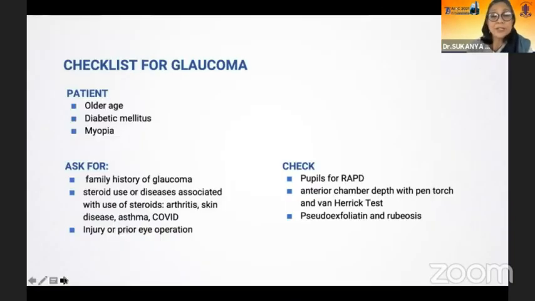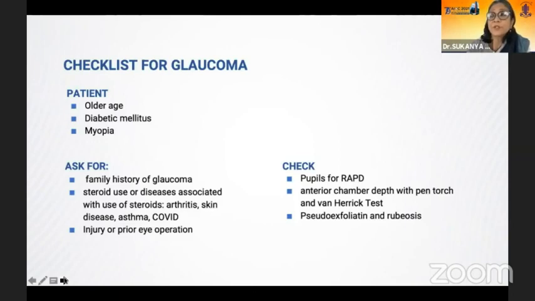So here is my checklist, which you can do as part of all of your comprehensive examinations so that you don't miss out. When you see a patient, if he is over 60, if he has diabetes, if he has myopia, be aware that these patients are at risk for glaucoma. Make it a point of asking every patient whether he has a family history of glaucoma, whether he has used steroids or is suffering from any diseases in which he may be using steroids, or whether he has an injury or a prior eye operation.